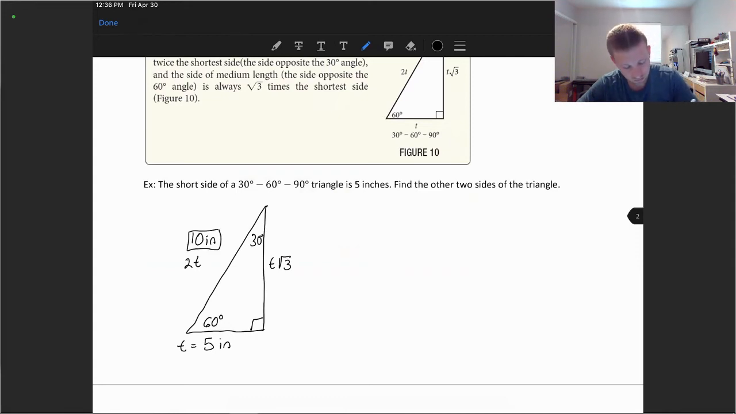And our long side here will be t square roots of 3, or 5 square roots of 3 for that long side. So we've solved for each of our sides, and again, each of these are in inches. We can label 10 for the hypotenuse and 5 root 3 for the long side.